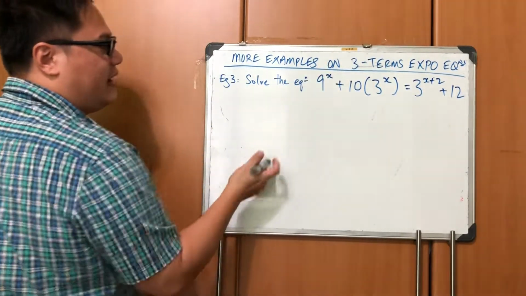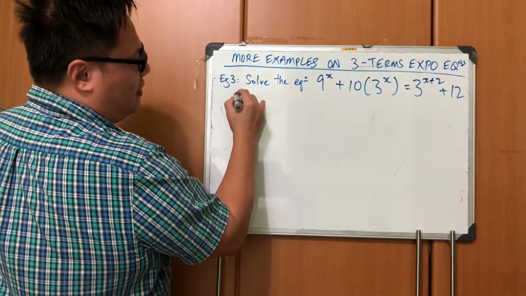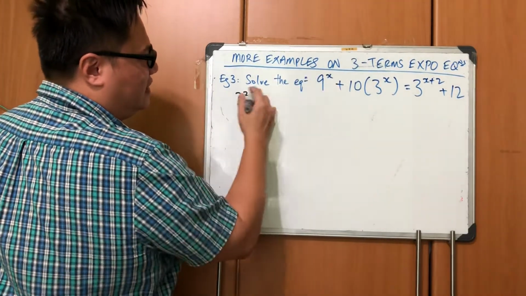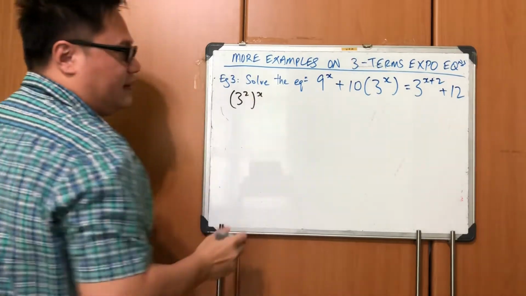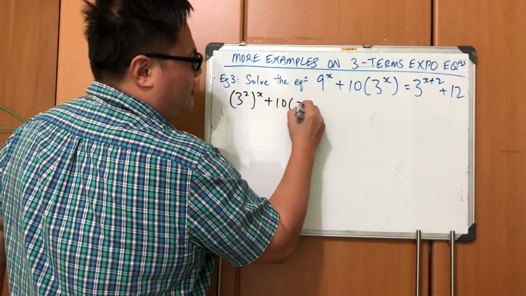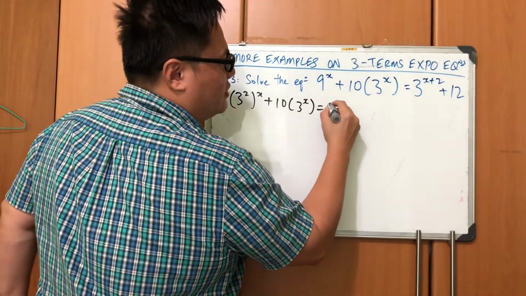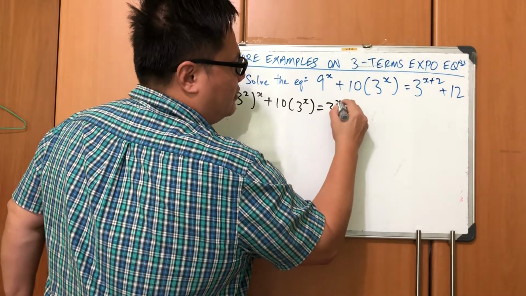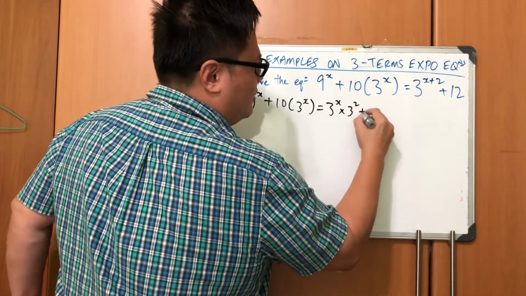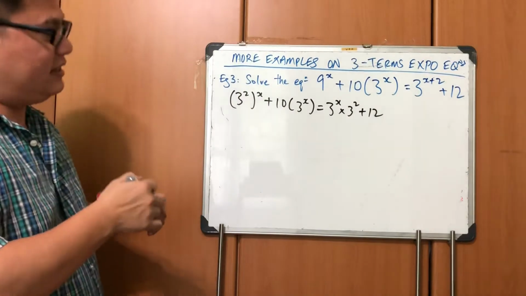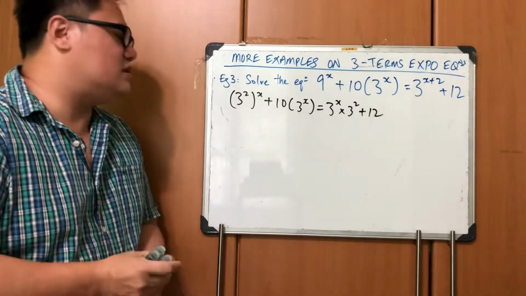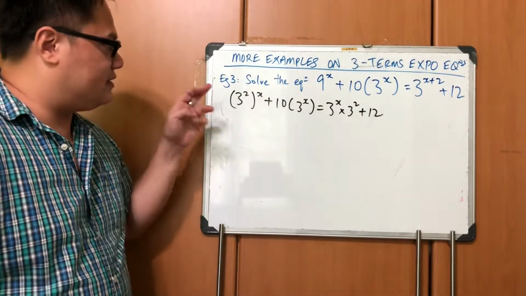So 9 to the power x, I can write this as 3 to the power of 2, right? Instead of writing 9, I can write it this way. Plus 10 times 3 to the power x equals 3 to the power x times 3 squared plus 12. Okay, I can write it this way. So you may ask me, Mr. Ng, why do you write 9 as base 3?